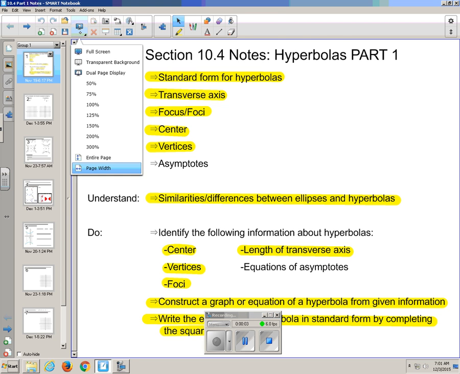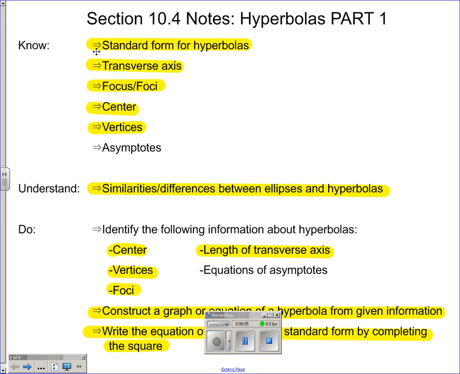Section 10.4 is covering a new conic section called hyperbolas. Now these are very related to ellipses, so we'll see how the equations relate, how the graphs relate. But I want to make a point that this is a little bit different from the hyperbolas we've talked about in our rational functions unit, where our parent function was 1 over x. Our parent function looks much different here, though the general idea is the same.